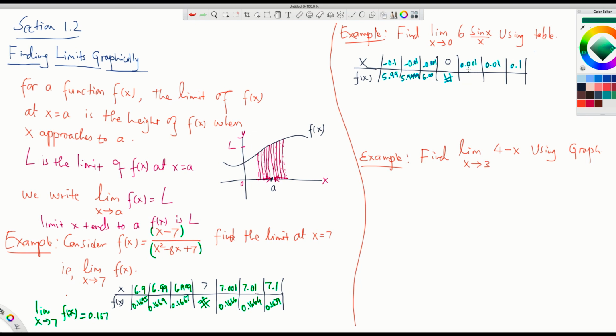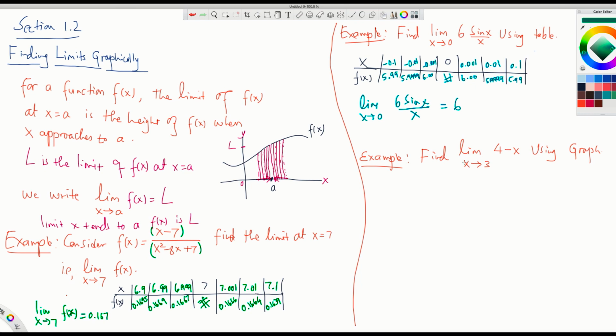All right, at 0.001, again you will get 6.00, and this will be 5.9999, and this will be 5.99. See, the height close to 0 from either side is 6. So how do I write that? Limit as x tends to 0 of 6 sine x over x is equal to 6. This is the value of the limit. So the limit of this function at 0 is basically 6.